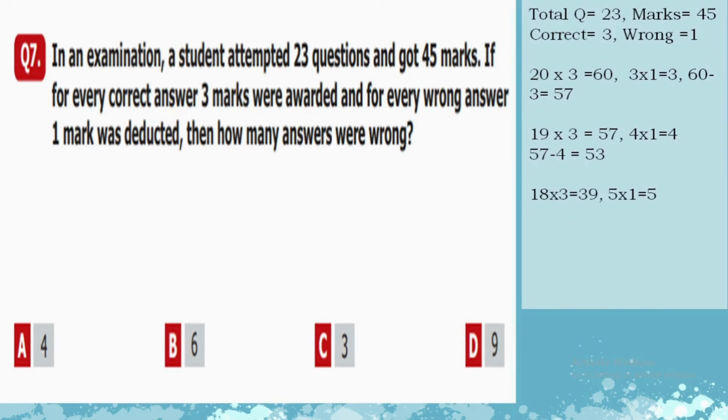No. Similarly, we can check the option with 18. Still the answer is 34. That is also not correct. Let's check this one. 17 multiplied by 3, that is equal to 51. So out of 23, if 17 are correct, so obviously 6 are wrong. So 6 ones are 6. And if we minus 6 out of 51, the answer is 45. So yes, that is our correct option, that 17 questions are correct and 6 are wrong. So B is the correct option over here.